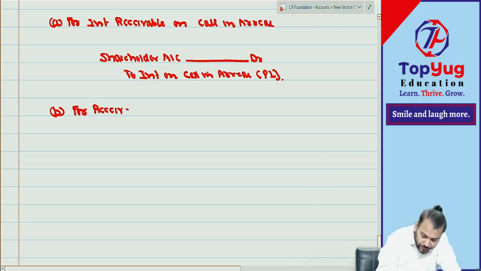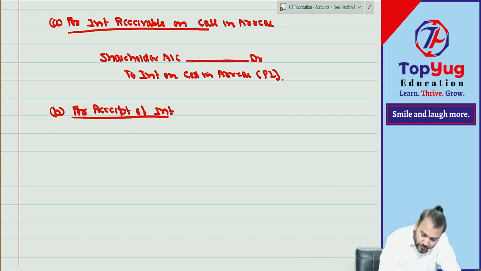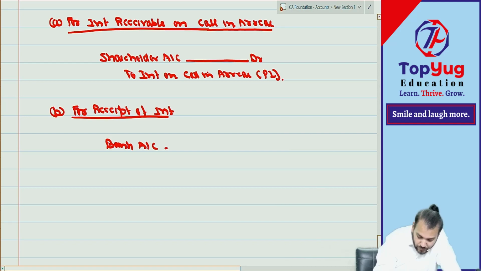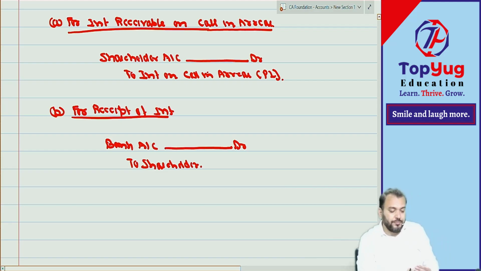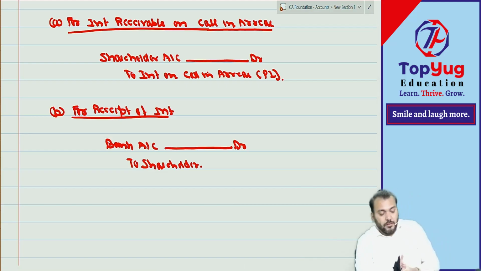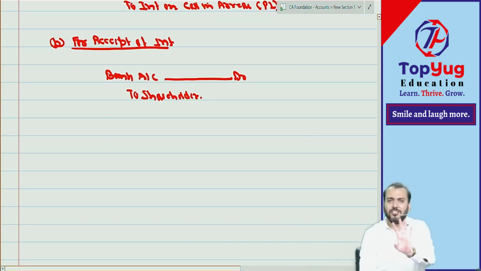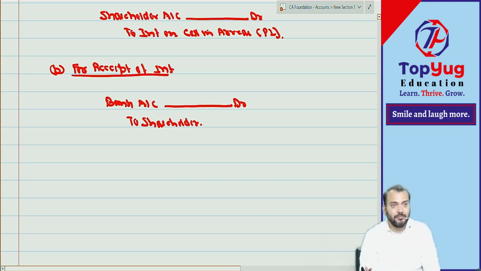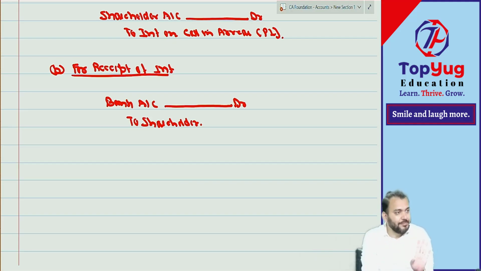For receipt of interest, what journal entry? Bank account debit to shareholder. Understood? No doubt? Understood. So the interest on call scenario is understood. Simple. The interest on call scenario will be credited to PL, the PL of the company. Okay? Next example.